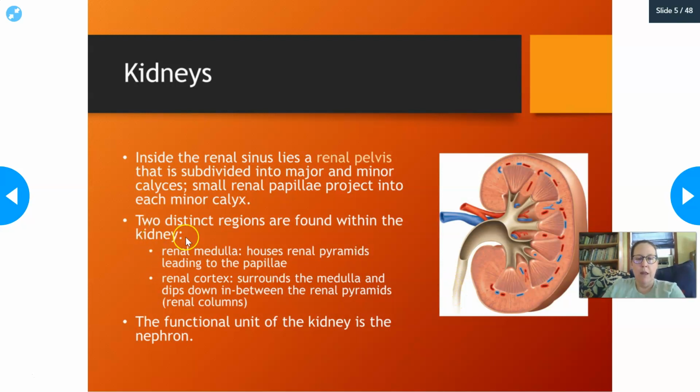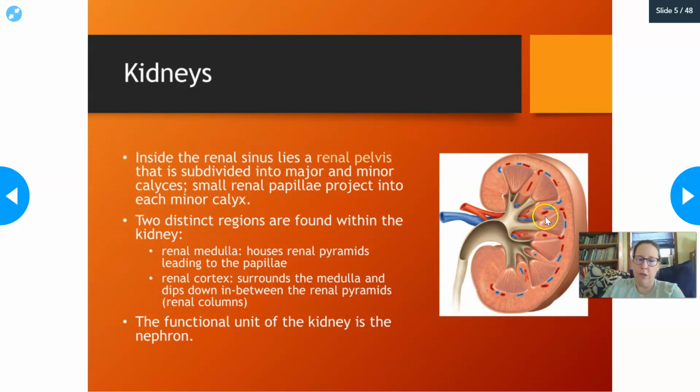There are two distinct regions found within the kidney, the renal medulla and the renal cortex. The medulla is here. It has the renal pyramids, and it leads to these papillae. The pyramids are right here. So all of this right here is the renal medulla.